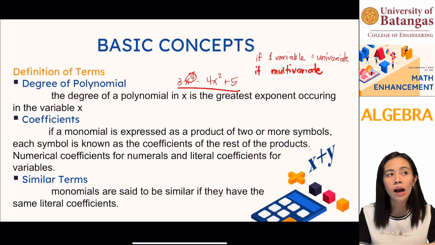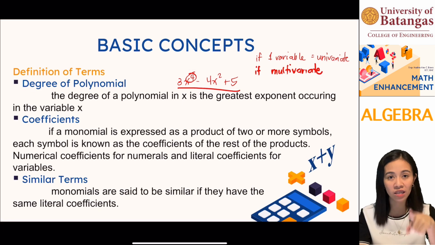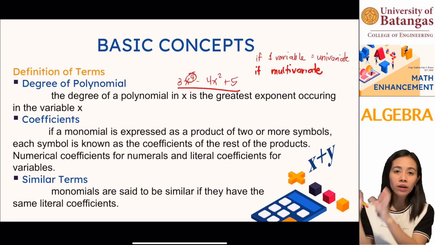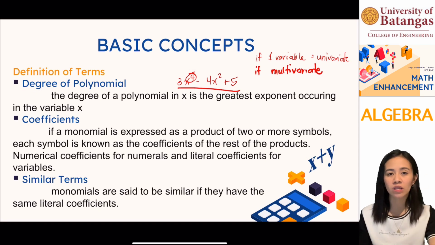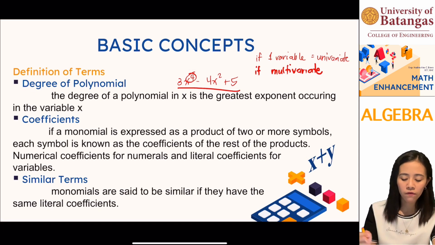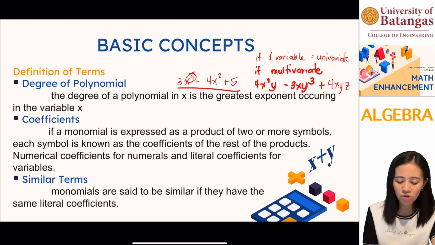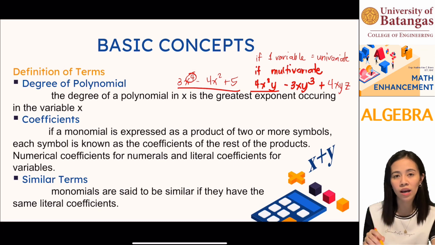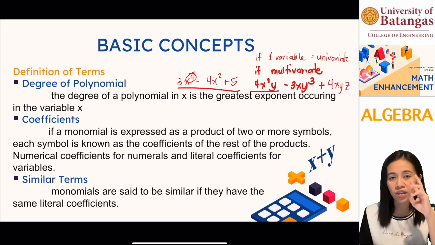a single term, ang gagawin nyo po is to simply add the exponents of each variable in that one term, and then compare the sum of the exponents of every terms, tapos kung ano yung pinakamataas, yun yung magiging degree ng polynomial natin. So, if let's say you have 4x squared y minus 3xy cubed plus 4xyz. Okay? So, yung first term mo, that's x squared y. So, x squared has an exponent of 2, and y has an exponent of 1. So, you get 3 as a sum of the exponents in the first term.